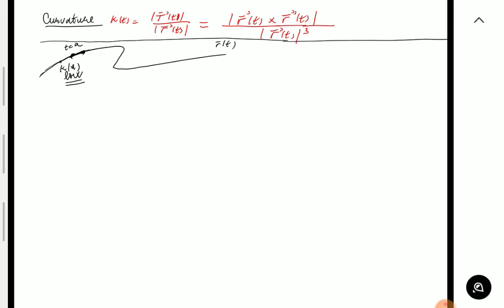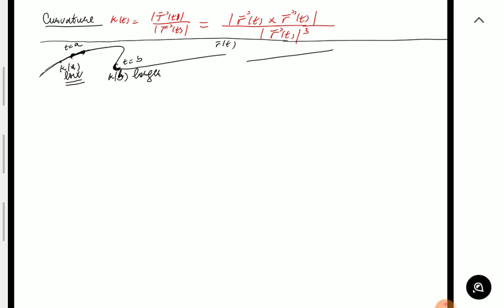On the other hand, if I look at this point, let's say this corresponds to t equals b, it's a very sharp turn, right? So if I approximate that point with a tangent, there is a lot of turning, so I would expect the numerator, the magnitude of T prime of t, to be a bigger quantity, because it's a lot of turning in a short distance. So I would expect k of b to be larger here.